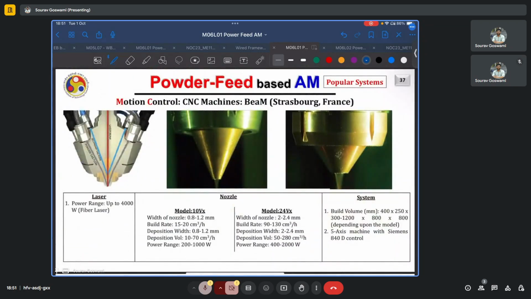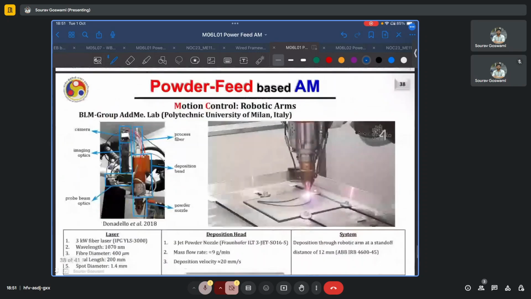The next system is by Beam, which is a French company. And here the powers can be as high as 4 kilowatts. And depending on the model, the nozzle size, the build rate, the deposition width, and other things can change. And these can also have pretty large build envelopes depending on the model.